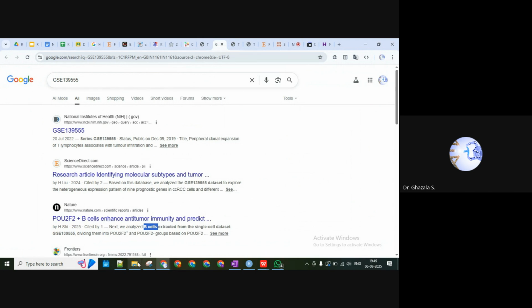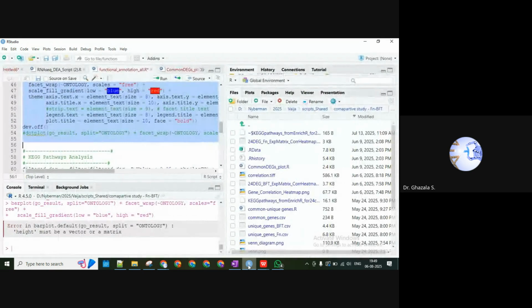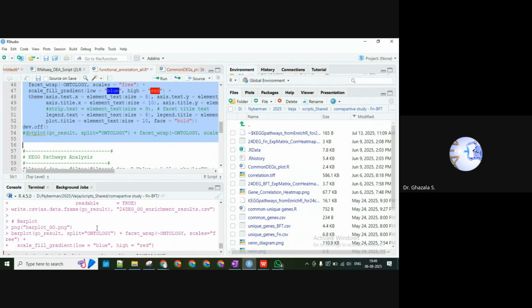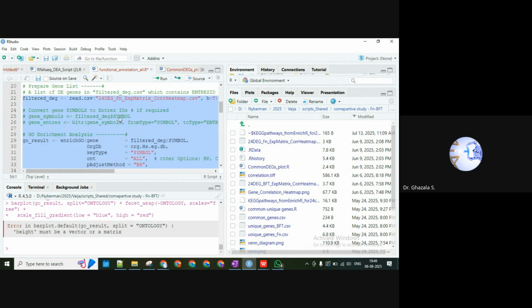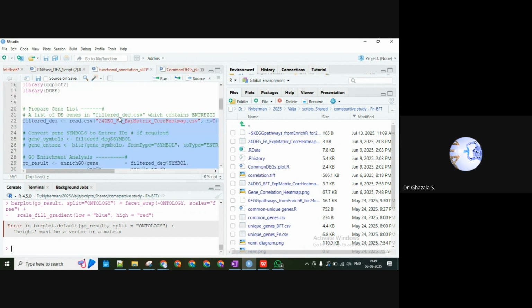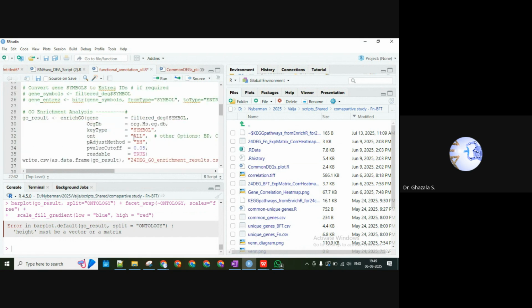So, and also for functional annotation, I have provided you the script. Let me just see, this is for the bar plot. I have provided you the script, and we have already discussed it, right? This script makes the gene ontology terms. If you mention all, it will generate for all.